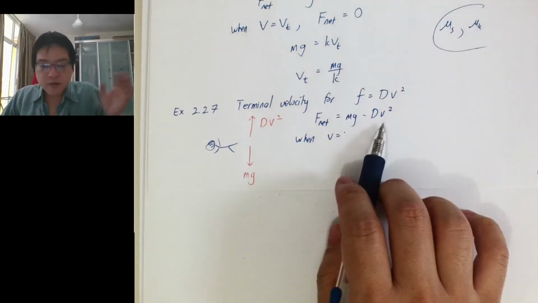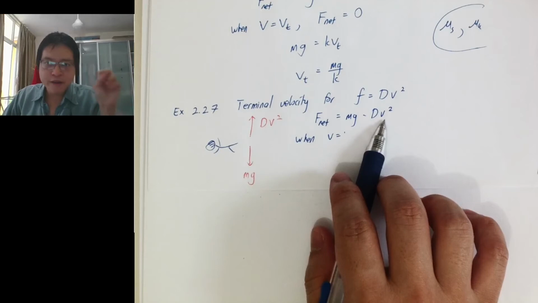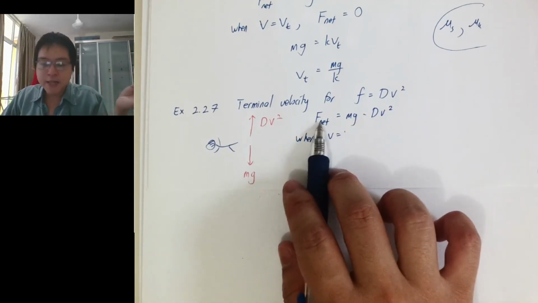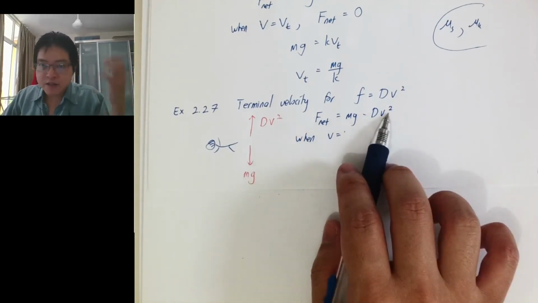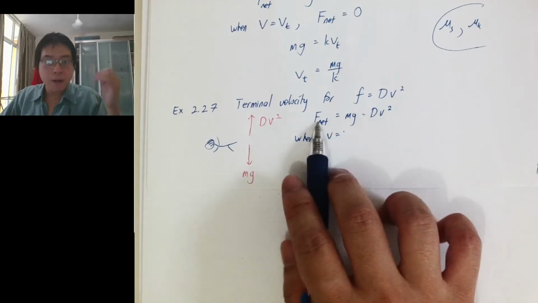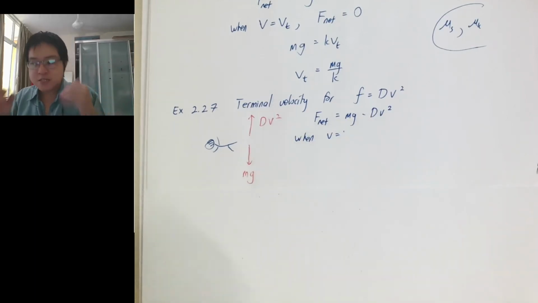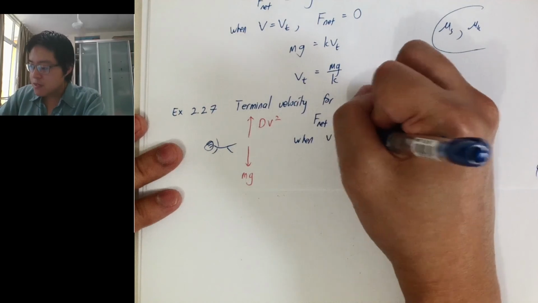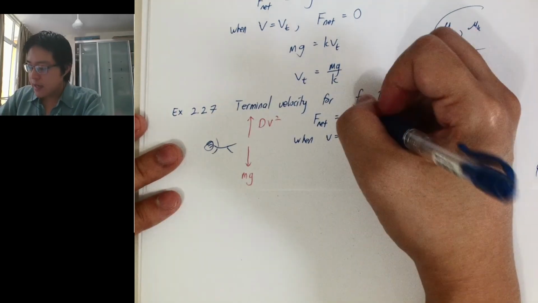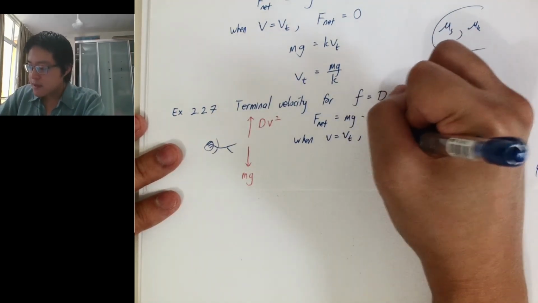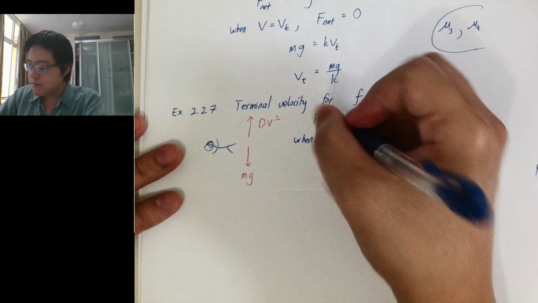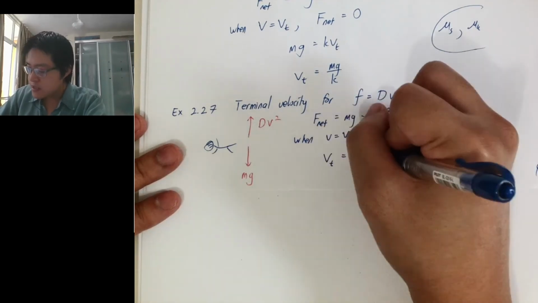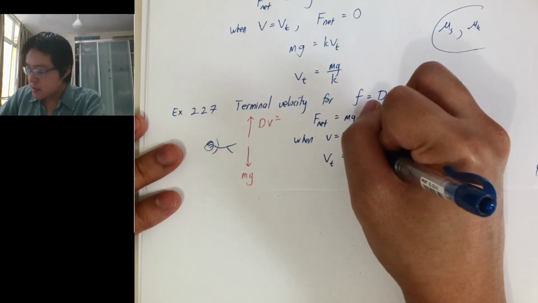Same story as before. If v is a very, very small number, then my net force is not 0. If I keep on increasing v, eventually I reach a point where my net force becomes 0. Once my net force becomes 0, I reach the terminal velocity, and F net is equal to 0. So V terminal is just the square root of mg over d.